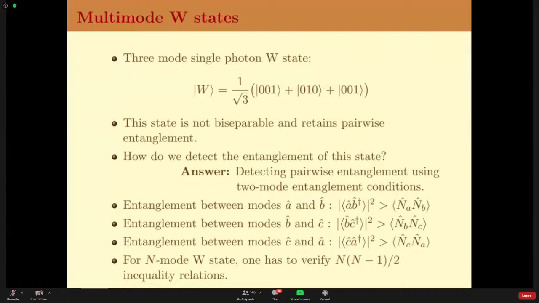Now, how to detect the entanglement of this state? So far, we have considered only two-mode systems, but now we have a three-mode system. One can detect the entanglement of this state by detecting the pairwise entanglement using the two-mode entanglement conditions described before. We have to detect the entanglement between modes A and B using this condition, then entanglement between modes B and C using this condition, and similarly for modes C and A. So for an n-mode W state, one has to use n(n-1)/2 inequality relations. Now the question is, do we really have to verify these n(n-1)/2 inequality relations? The answer is no. We need not verify all these inequality relations.